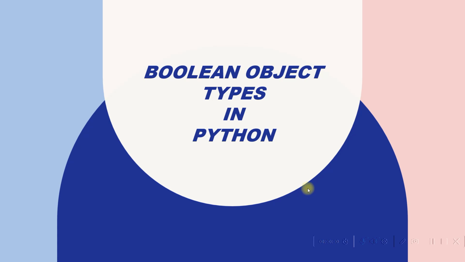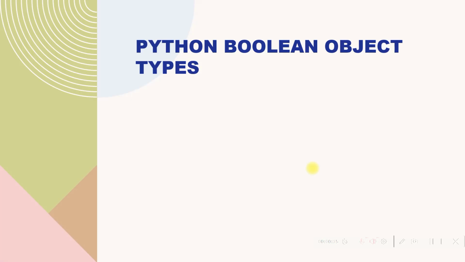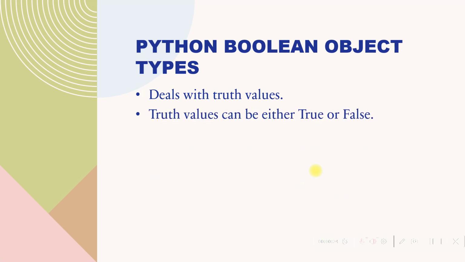Hello everyone, welcome back. In this session, we will talk about the second object type in Python, which is the Boolean object type. And we will start our discussion with why the Boolean object type is used. So the Boolean object type is used to deal with truth values. Now what is a truth value? A truth value is nothing but a value which is either true or false.